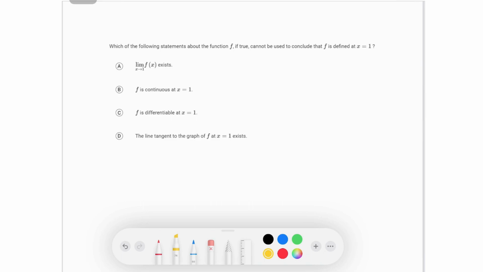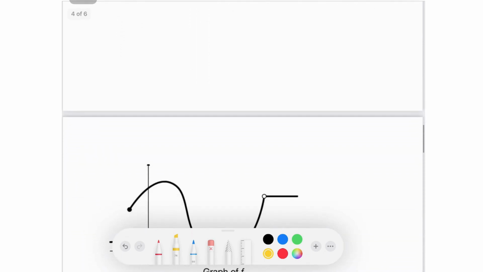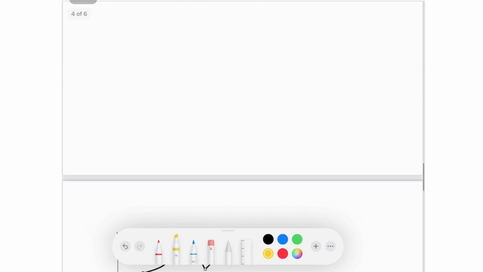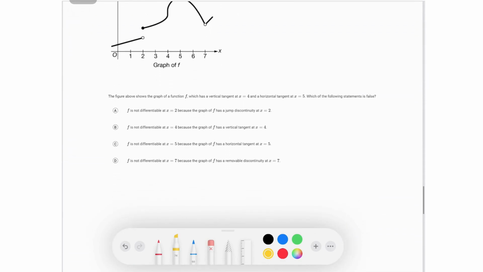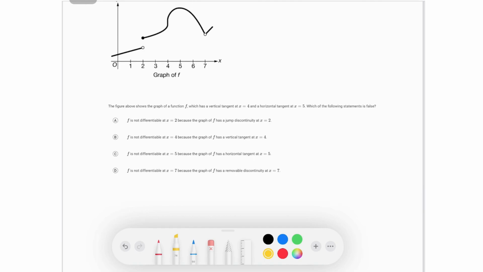Okay, this is the same question that we solved above, and this is also the same question, and let's see this one. The figure above shows the graph of a function which has a vertical tangent at x equals 4 and a horizontal tangent at x equals 5. Which of the following statements is false? Let us see. We need to find a false statement.